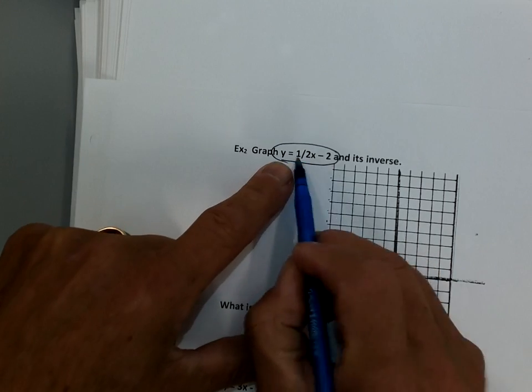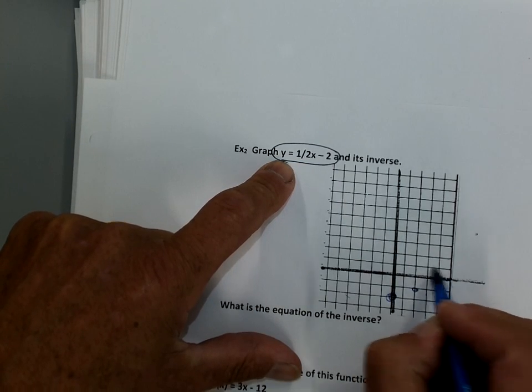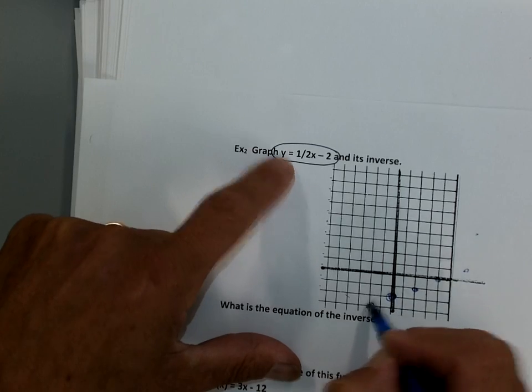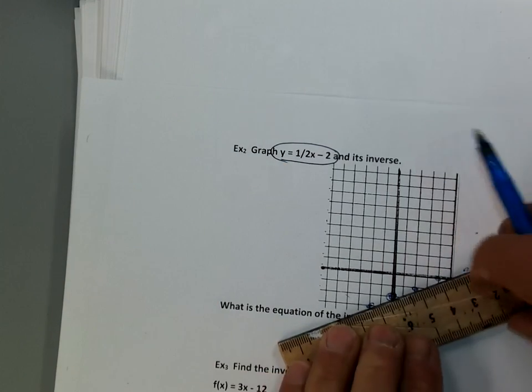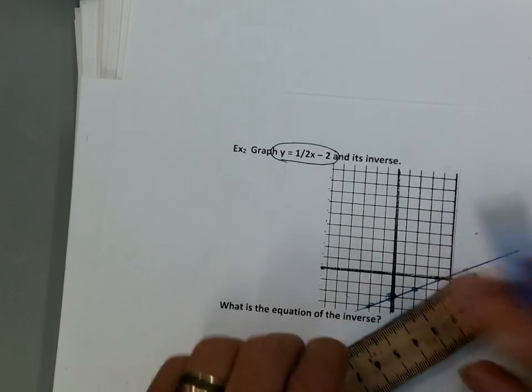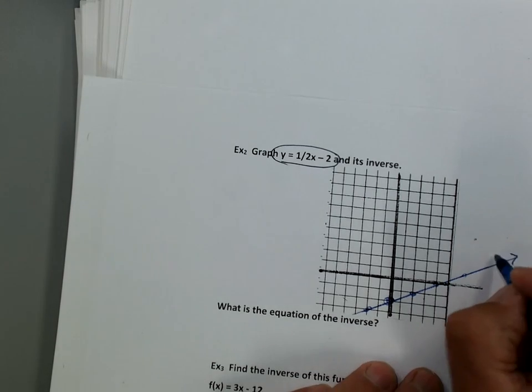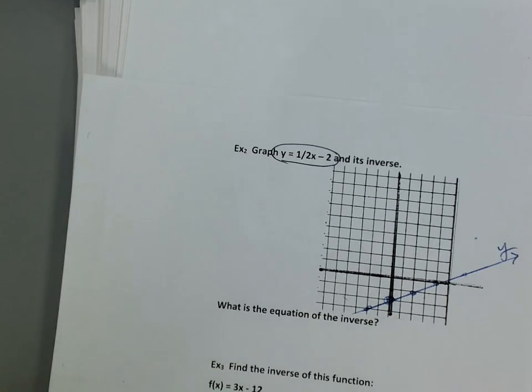Right, y-intercept. I'm going to go up 1 over 2, up 1 over 2, up 1 over 2. Okay, so there's my original. And there's my line, right? Because I want an actual line, okay? Now, that's y. If I want its inverse, I could do it one of two ways.